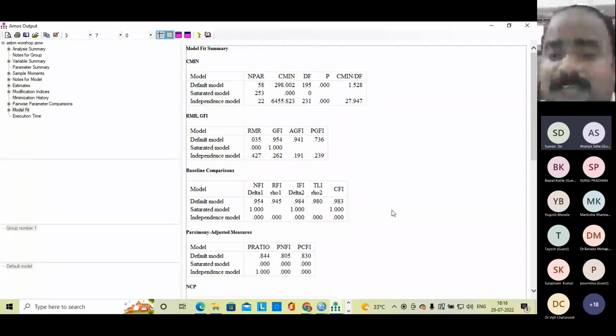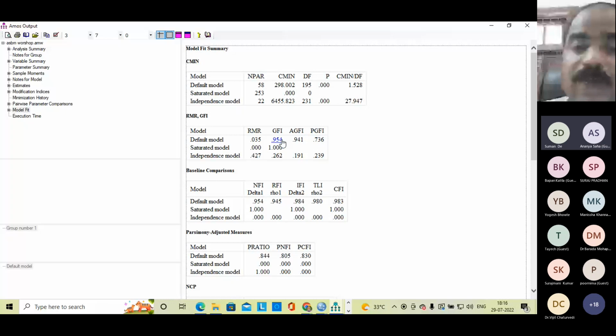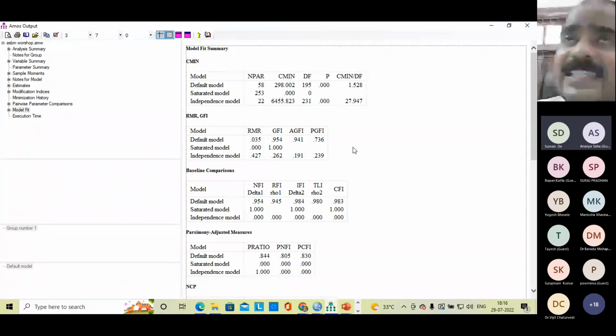Earlier, these three values were less than 0.98, 0.97 something. Now it becomes 0.98. The other was also below 0.95, 0.94 something. Now it becomes 0.95. The most important thing about the modification indices is to improve the fit indices without doing any manipulation to your sample, which is permitted also. I hope you are clear.